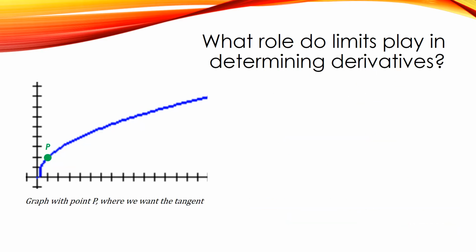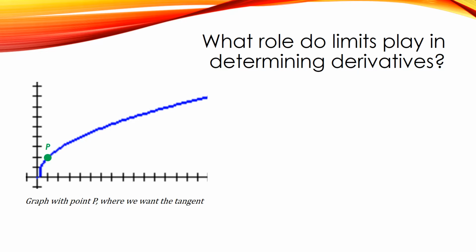Let's say we want to know the rate of change at point P marked on this graph. If we were to draw a line tangent to our curve at P, the slope of the tangent line will give us the rate of change at point P.